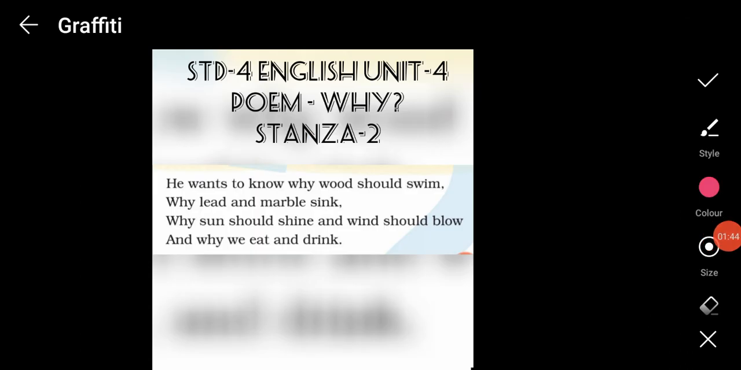This is the second stanza of the poem. He wants to know why wood should swim. Now we know that wood is lighter in weight, that's why it swims on the surface of the water. But the child doesn't know this and he wants to know about it.